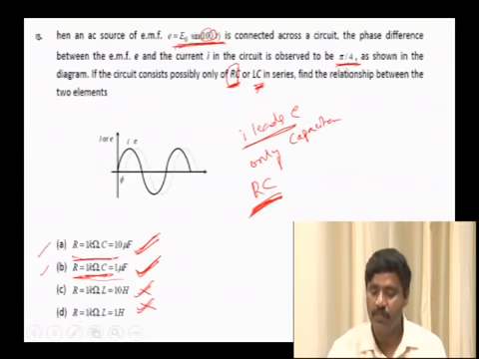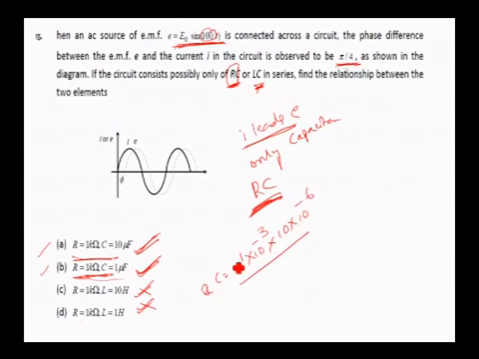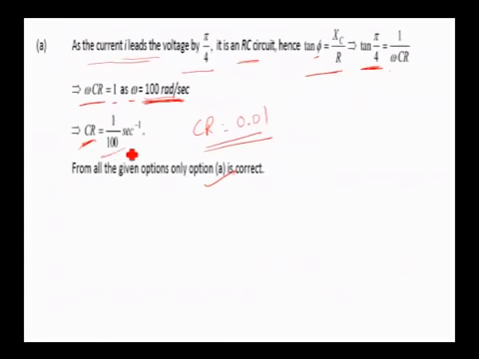Because in option A, we have 1 kilo ohm as resistance and 10 microfarad for capacitance. Take the product of this RC: 10 into 10 power plus 3, times 10 into 10 power minus 6... 10 into 10 power minus 3 is 10 power minus 2, it is 1 by 10 square, nothing but 1 by 100. This is the RC value. So that's why the RC value is 1 by 100 and option A will be correct.